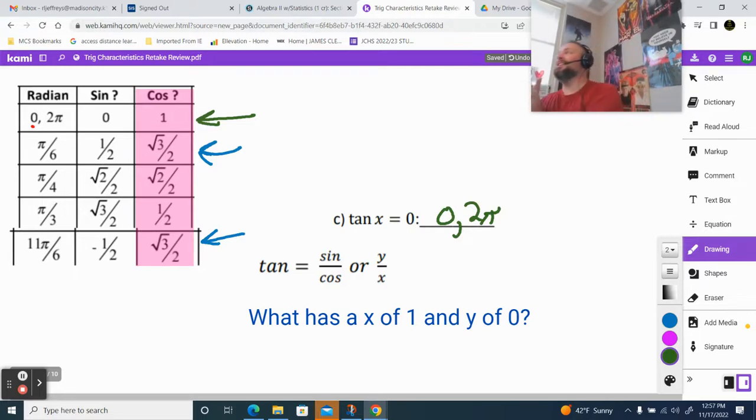Now, there is another answer that I'll also take because it has a cosine of -1, an x of -1 and a y of 0, and that is pi. Okay, because that goes -1 over 0, so 0 over -1 is still, oh my gosh, don't grab a calculator, 0.